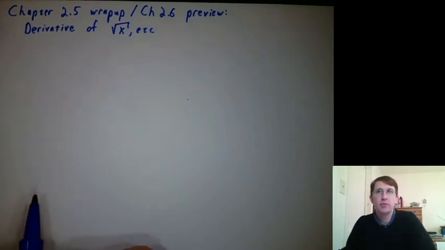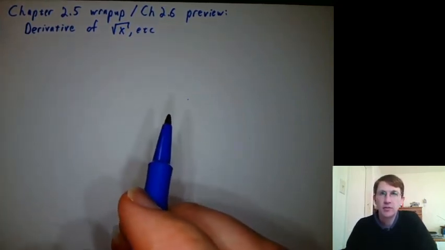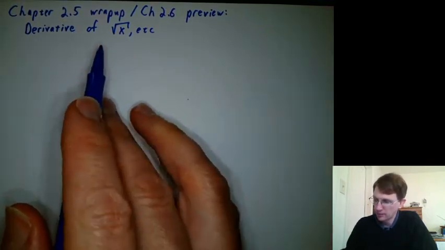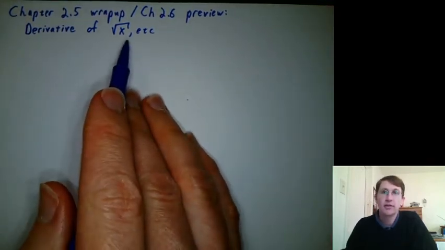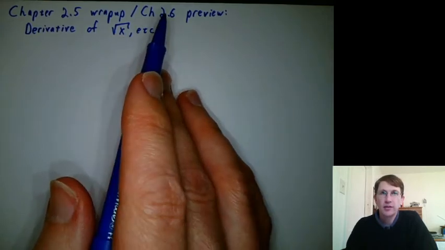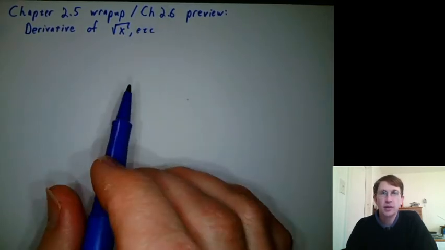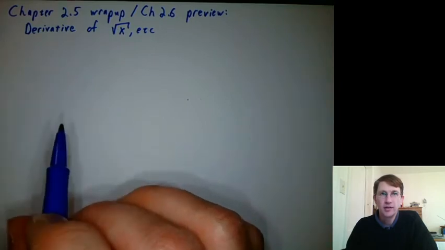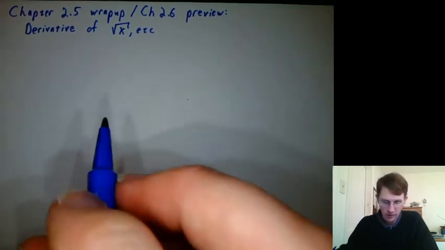Let's wrap up chapter 2.5 and actually sneak in a bit of 2.6 material. Let's talk about the derivative of square root of x. That seems like a simple function. We haven't talked about it before. Our book handles it in chapter 2.6 because that's where it's mathematically the most elegant, but I want us to handle it here at the end of chapter 2.5.